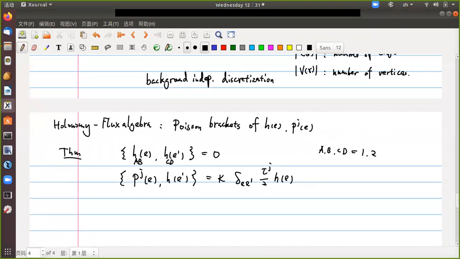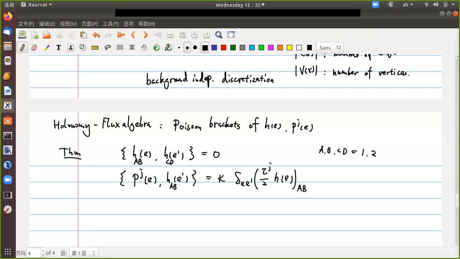So given the matrix element, it is a function of A. It's a phase space function. The matrix element is a number, and it depends on A, so it's a function on the phase space. And similar here: I should take h_AB, the matrix element, which is a function on phase space, and you compute the Poisson bracket, and the result is also a matrix element here.